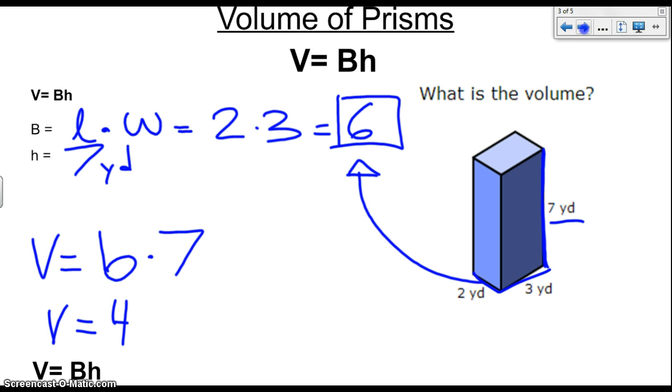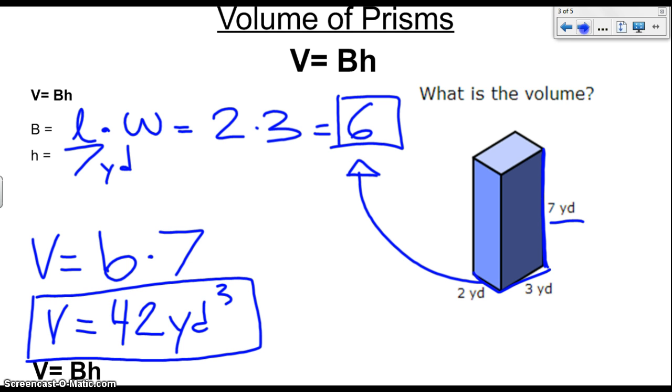And Siegel, what's the label on that? I think we're doing this in yards. Yards, very good. Don't forget your labels. Wow. And there you go. That's it for volume of prisms. Not too bad. That's probably the easiest one. And now we'll move on to the next one.